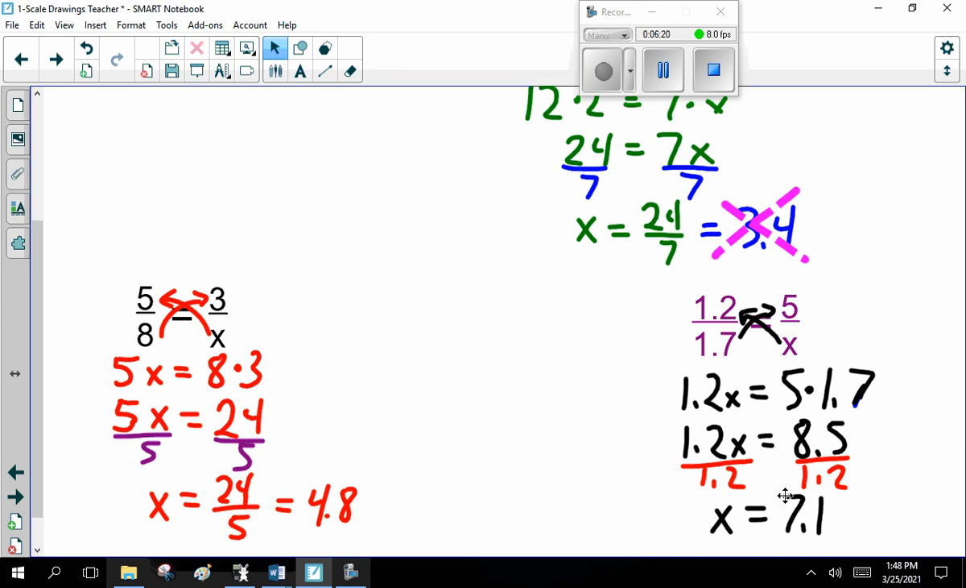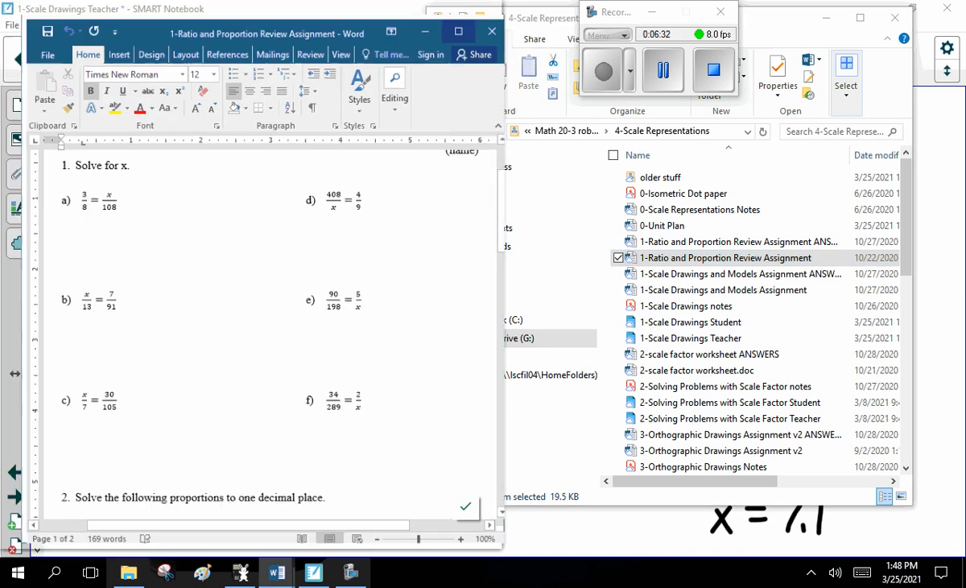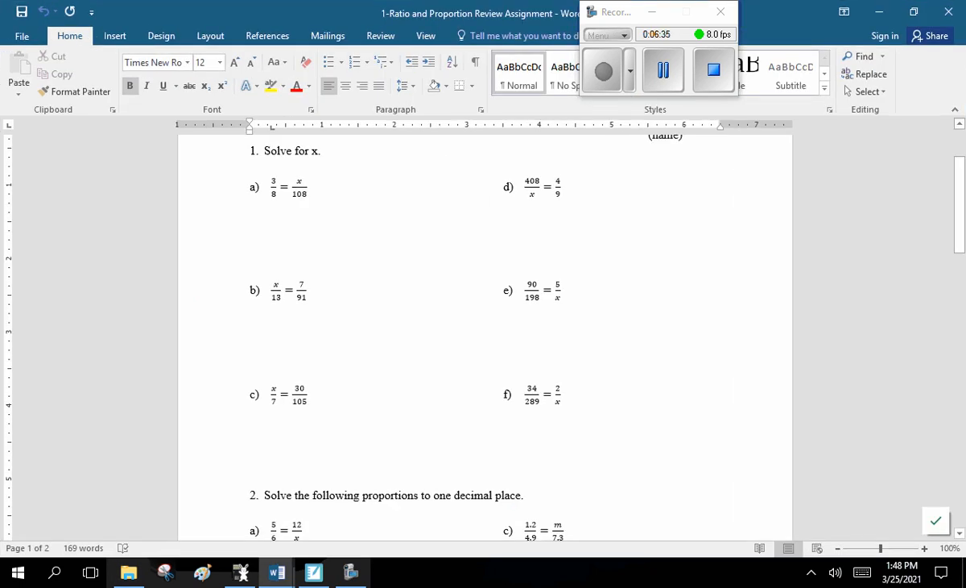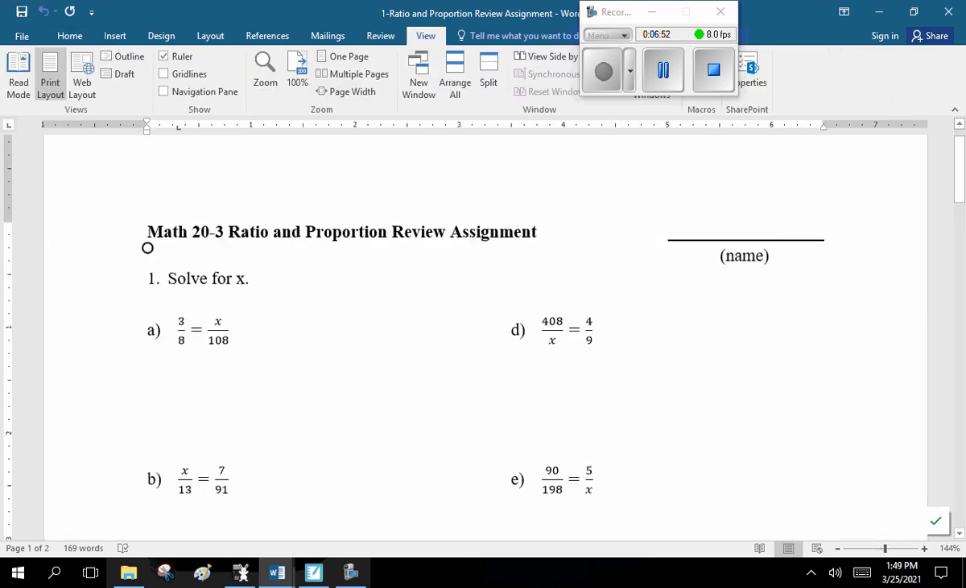So that's what I need you to be able to do with ratio and proportion. Here's a worksheet to go with this. I'm going to pause the recording here, and I want you to dig out the ratio and proportion review worksheet. I need you to practice these, and check your answers online. If you have any questions, shoot me an email. Congratulations, this is the hard part of the class, but I need you to practice these and make certain you understand them.